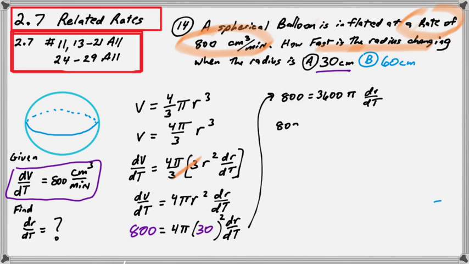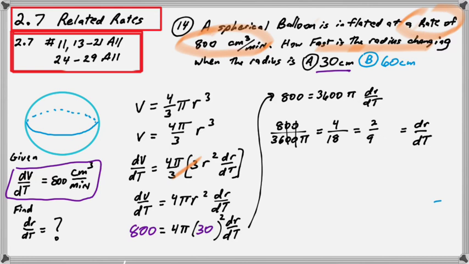So I'm going to divide by 3600 pi, cross out some zeros. What's half of 8? 4. What's half of 36? 18. Let's do it again. Half and half. We could simplify it faster, but we get 2/9. And this is what dr dt is going to equal.